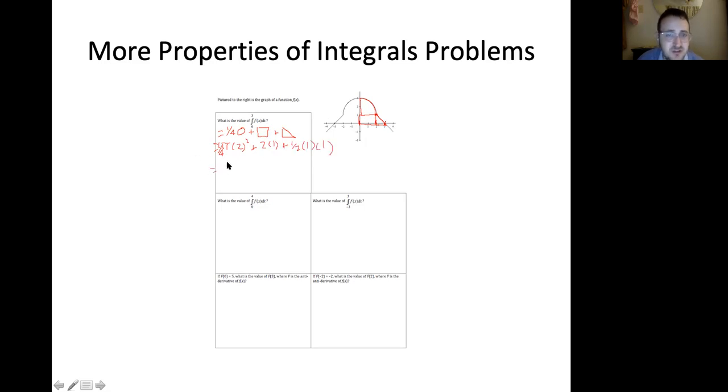So this is going to just be pi plus 2 plus 1/2. So you could just think of this as pi plus 5/2, or I'll take pi plus 2.5 as well. And then you can just keep it in that form. That's about as simple as you can go.